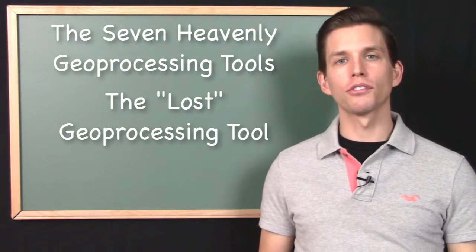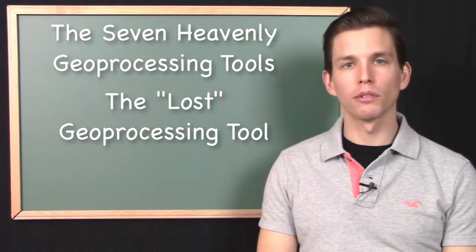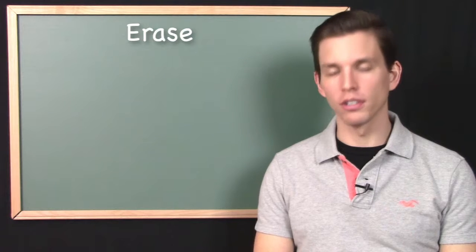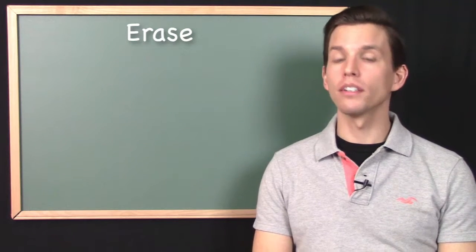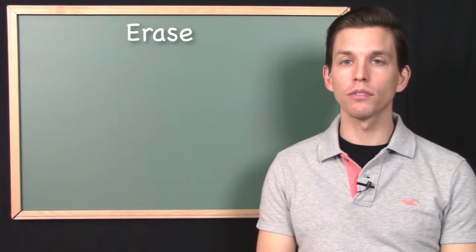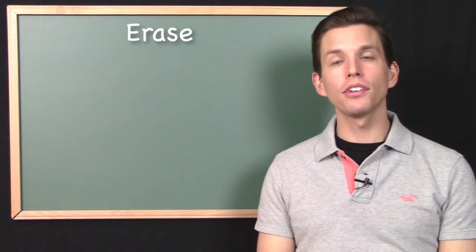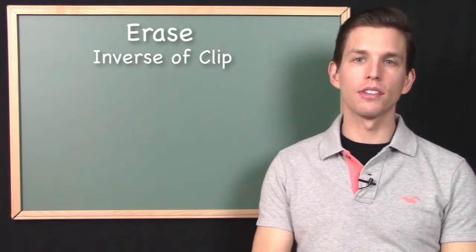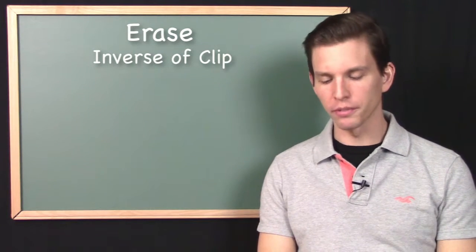Okay, so what is our 7th geoprocessing tool that rounds this out? Well, it's called Erase. The Erase function is the one I want to introduce to you. And it's very handy. I can think of lots of situations where I need it. Basically, you can think of it as the inverse of clip. It's the inverse of the clipping operation.